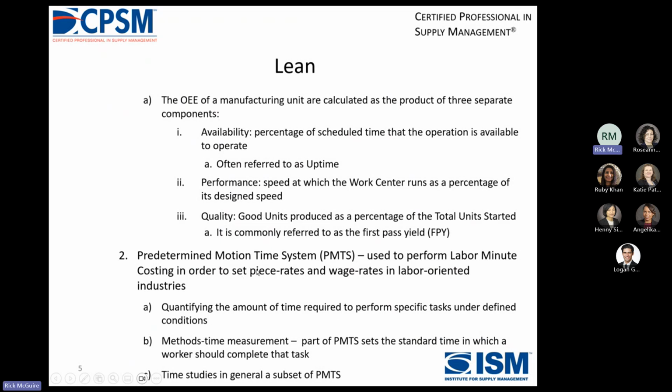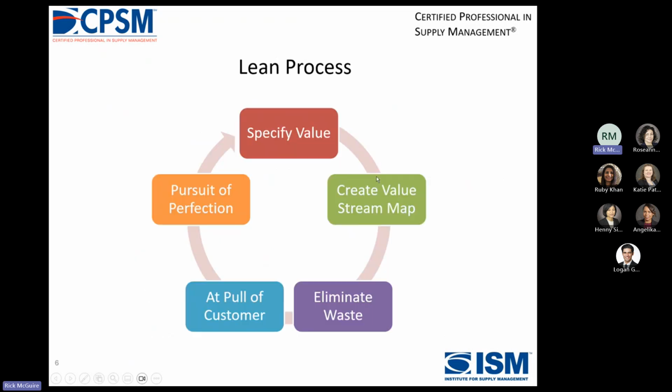Here's another one, predetermined motion time system. I wouldn't worry too much about this. I haven't seen any questions on it. But lean processes: specify value, create the value stream map, eliminate the waste, and then you want to do it at the pull of a customer, not batches. Pursuit of perfection.